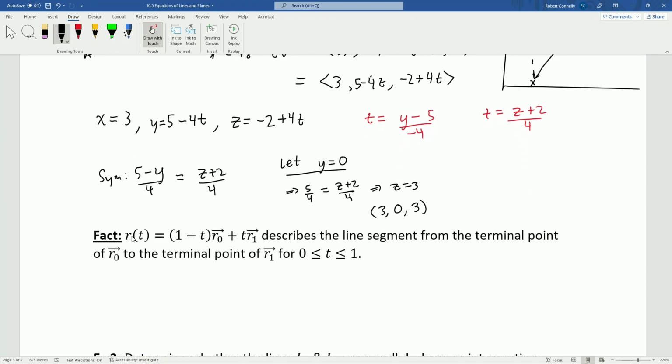Okay, so just a little fact here. The vector r of t can always be expressed as 1 minus t times r naught, the vector r naught, plus t times r1. So that's the vector between r naught and r1 for t from 0 to 1. So anytime you have two vectors that lead to two different points, you can always find the vector equation for the line between them using this equation. That'll give you the segment from 0 to 1 specifically.